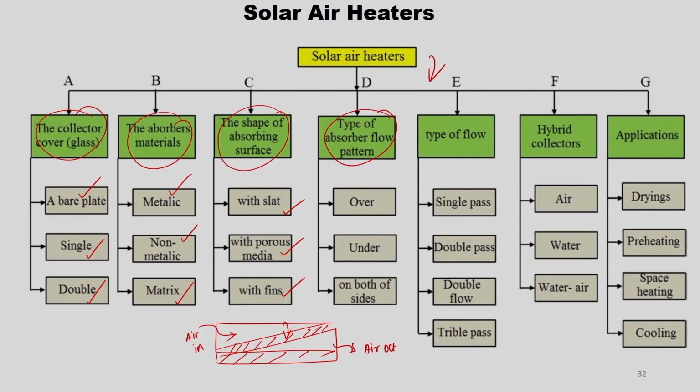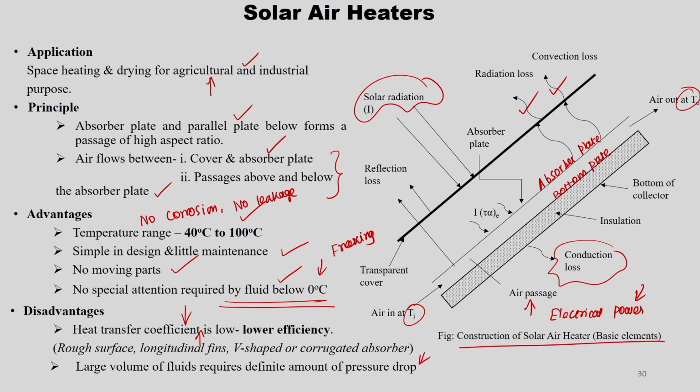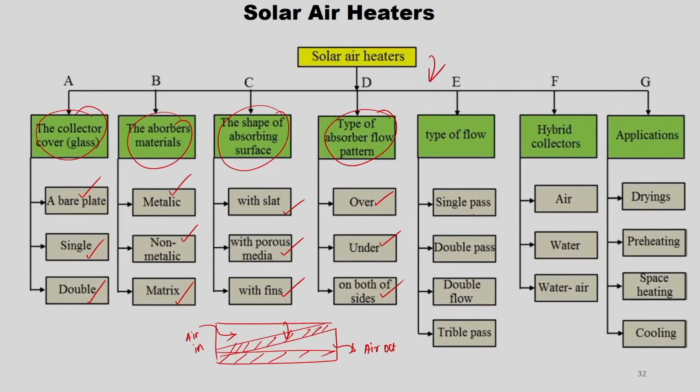Based on the type of absorber flow pattern, air may go above, under or both sides, right. What we have just seen is where the air flows below the absorber plate. Based on the type of flow, single pass, double pass and triple pass. So, there is a variety, and based on hybrid collectors, air can be alone, water can be alone and air-water also can be used, and the applications are mostly drying and preheating, space heating and cooling applications.